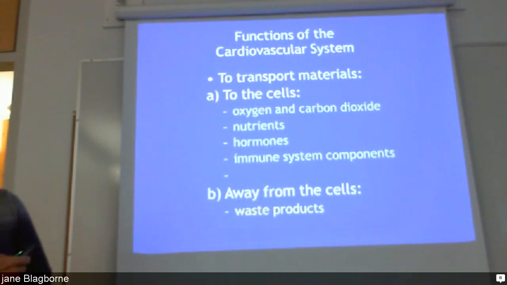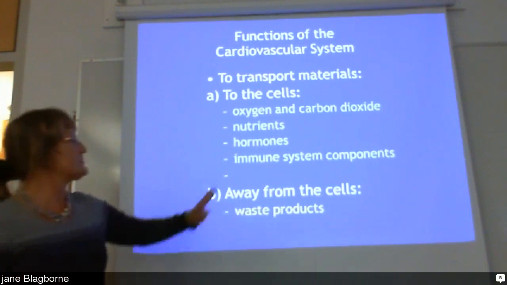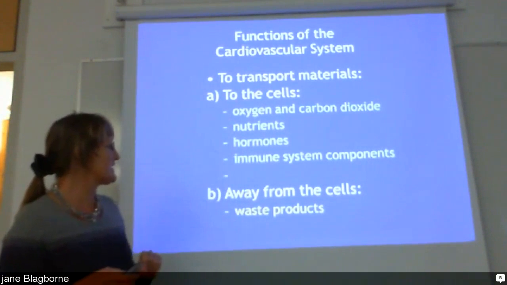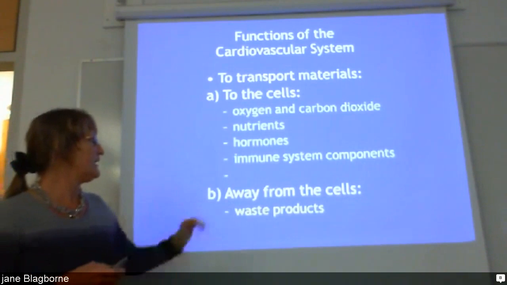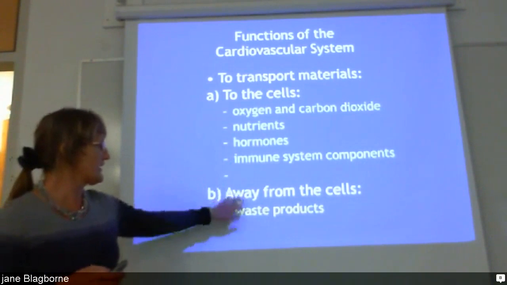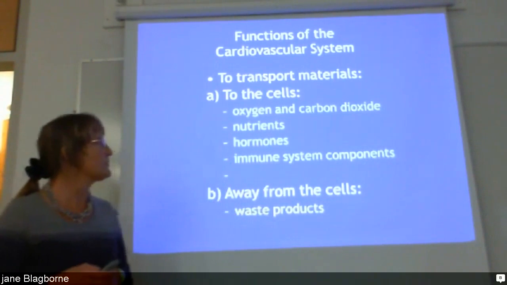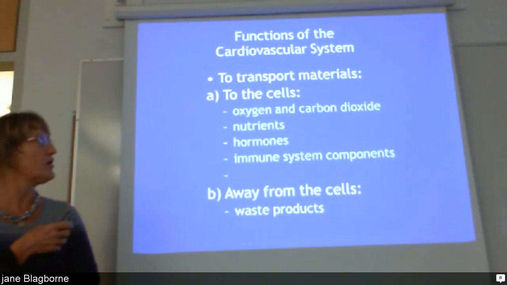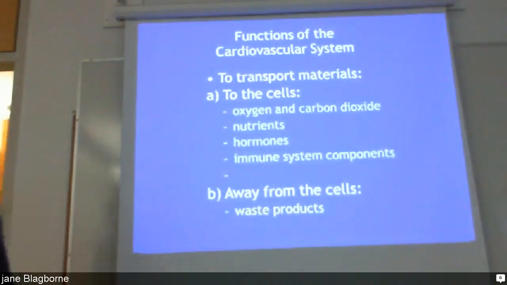So the transport materials: it transports oxygen, your nutrients, our hormones, which we'll be talking about in the second part of this class, and immune system components, and it takes away all of the waste products from the cells. So your cardiovascular system has got a lot of responsibilities.